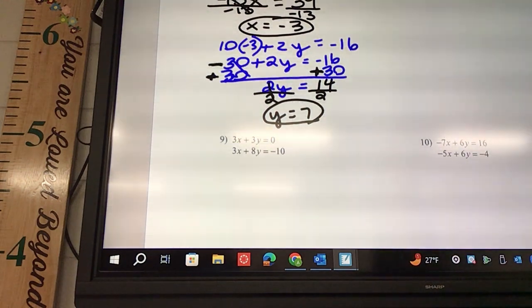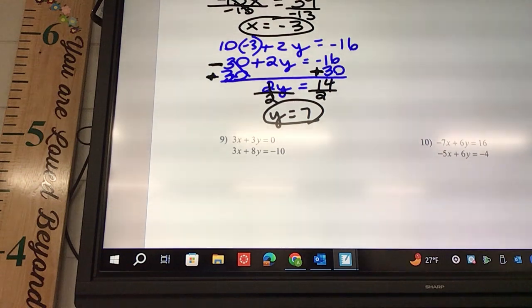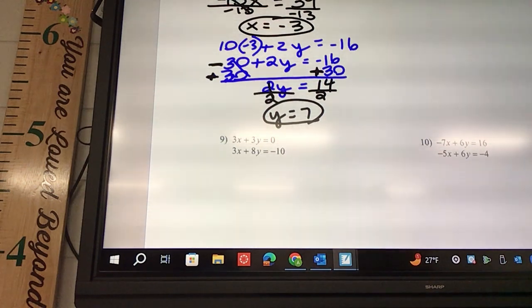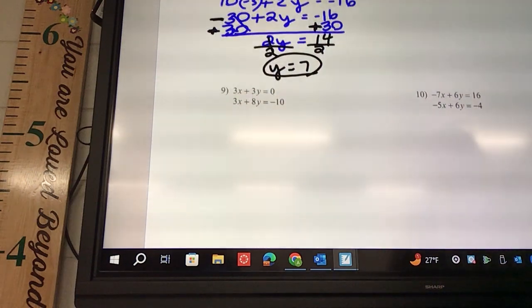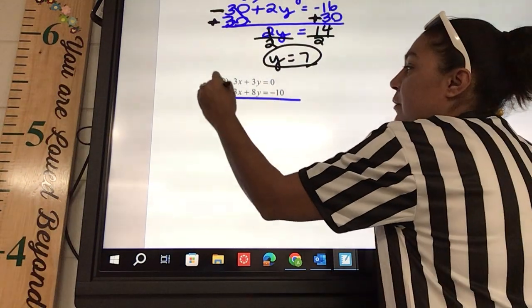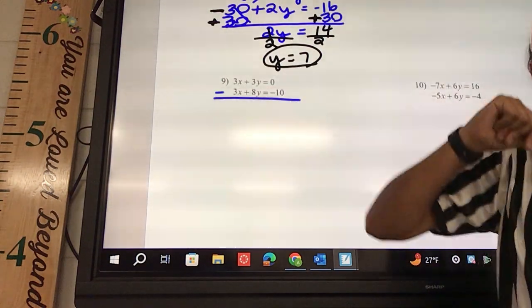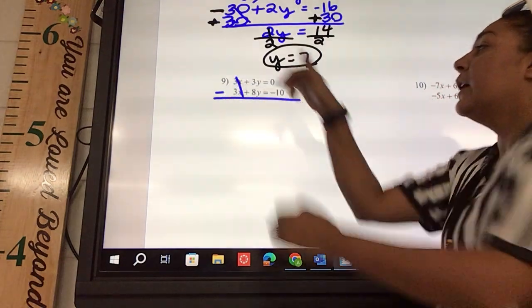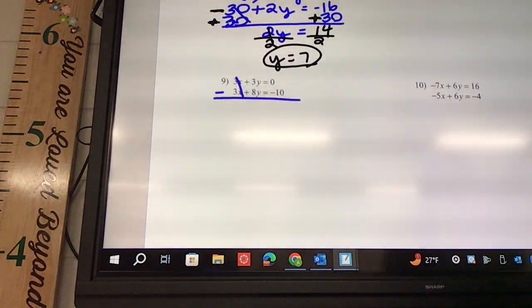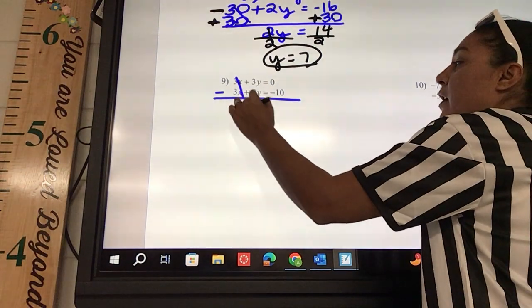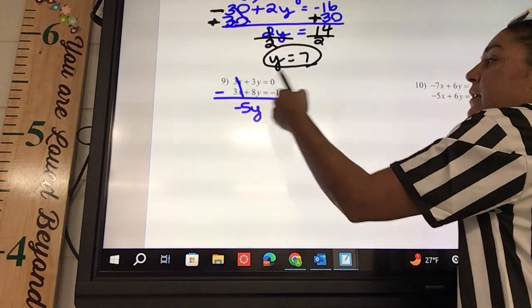Okay, look at number 9. What's gonna cancel? The X's or the Y's? Look at them. Yep, the X's. Both of them say 3X and 3X. Because they both say 3X and 3X, and one doesn't say a negative, we're gonna have to subtract these. You can just do the basic math on this. 3 minus 3 is 0. That's how they cancel. 3 minus 8 is -5. Y. And then 0 minus -10.